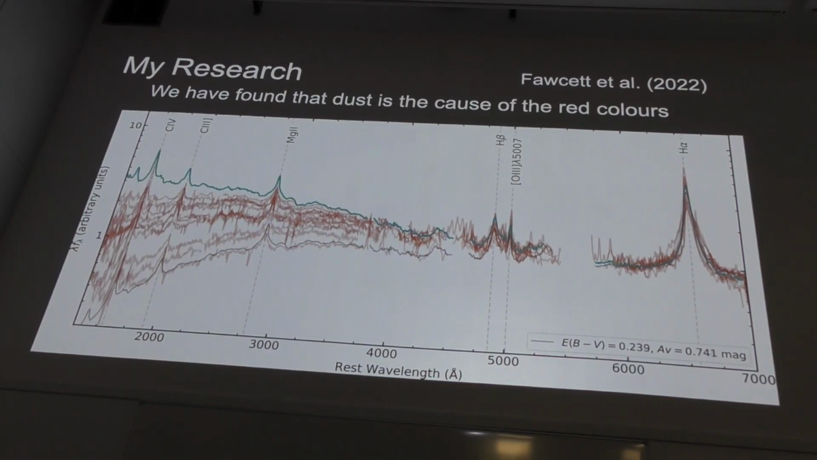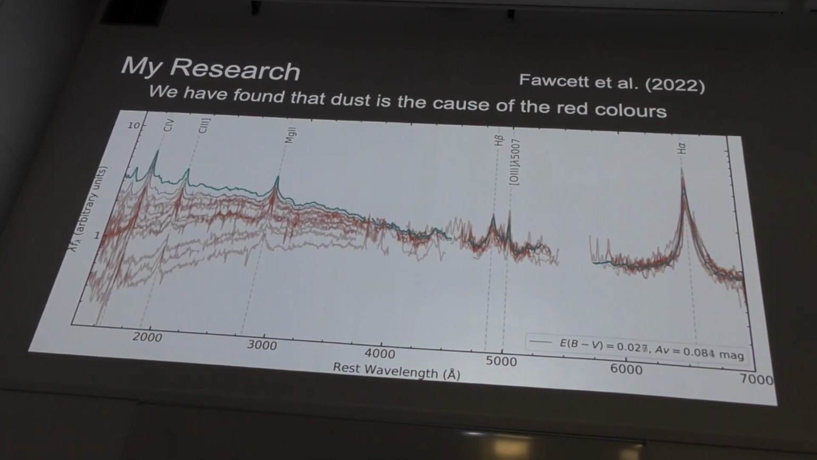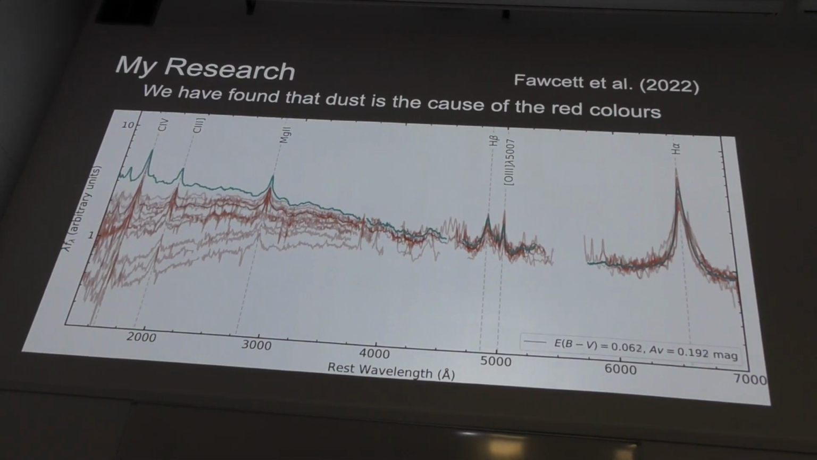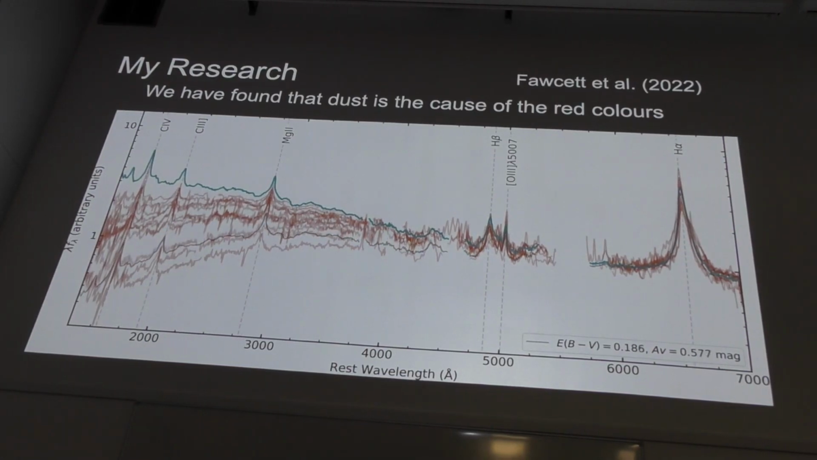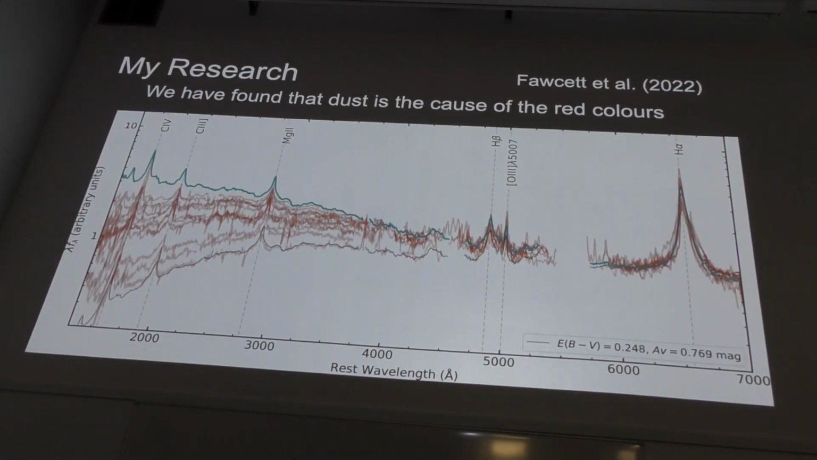And then in red are 12 red quasars I observed with the Very Large Telescope, and what you can hopefully see, but it's a bit more quantitative in the paper, is that the shape of these red quasars can be matched quite easily to just a dust-reddened blue quasar. So I believe that red quasars are just blue quasars with some dust, and that's my starting point.